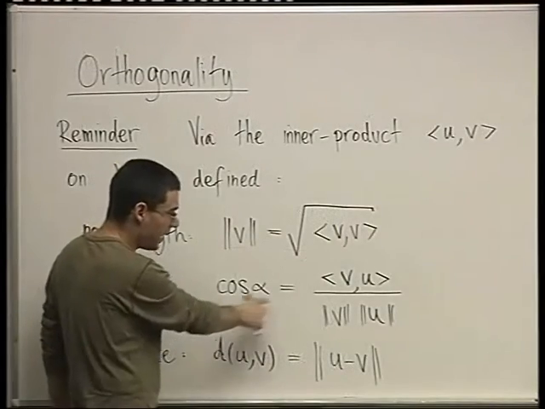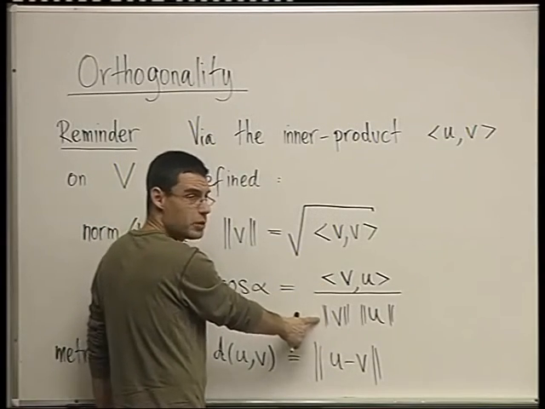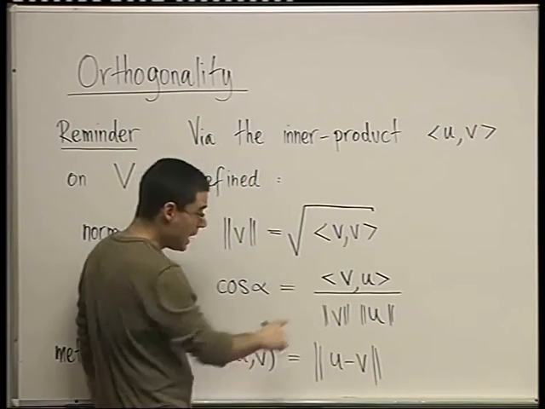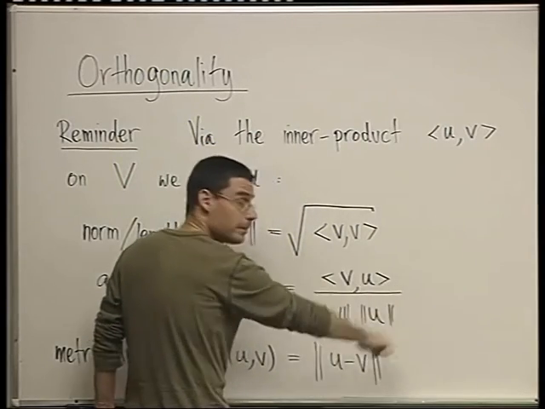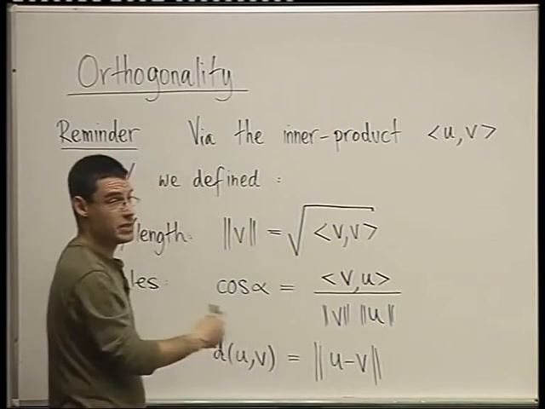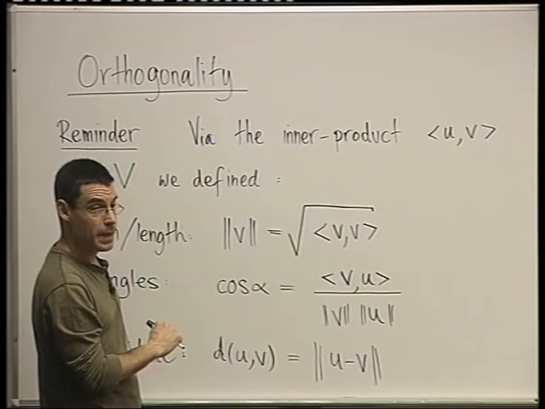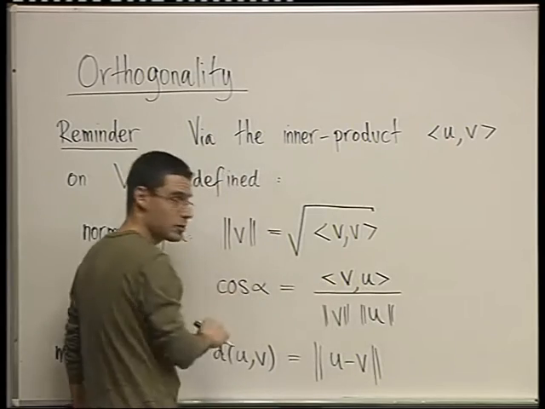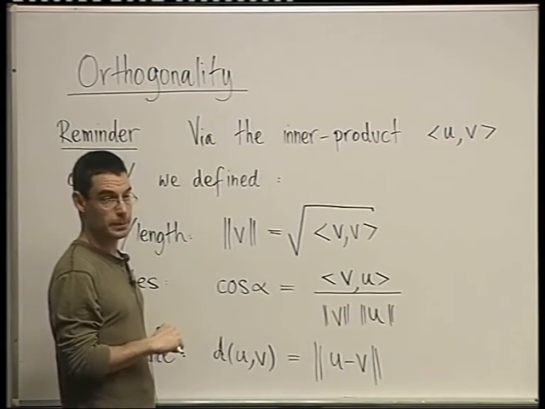The angle was defined as: take the inner product divided by the product of the norms, and then do arccosine. That's the cosine of the angle. If this inner product is 0, then this is 0. So which alpha satisfies that its cosine is 0? Pi over 2. Do you agree? So saying that the inner product is 0 means that two vectors have a pi over 2 angle between them, meaning they're perpendicular.